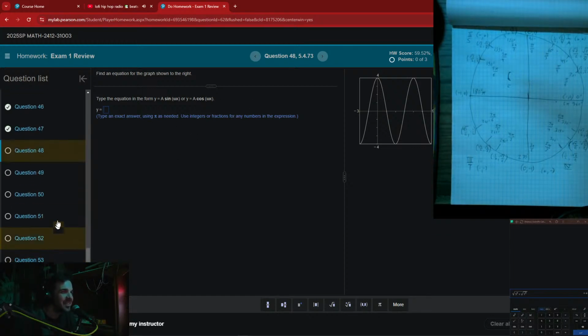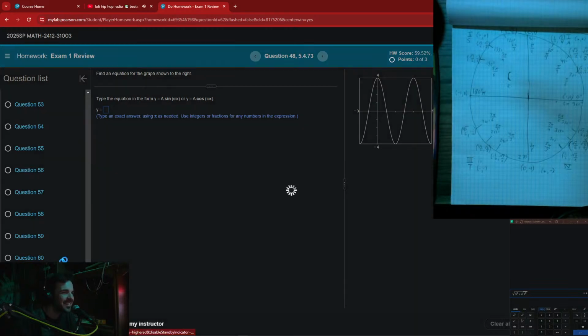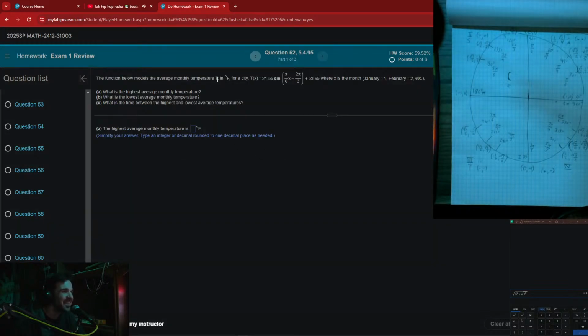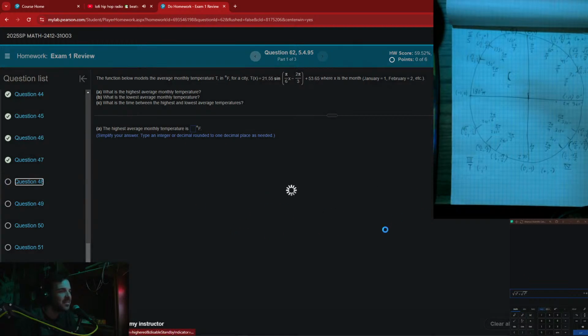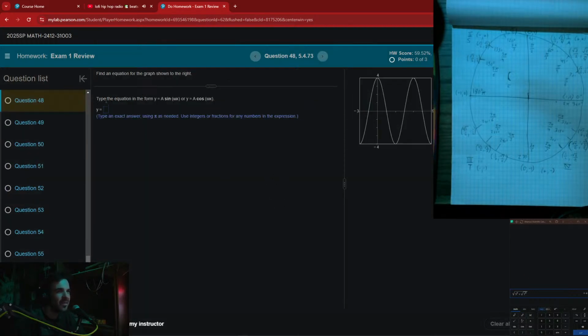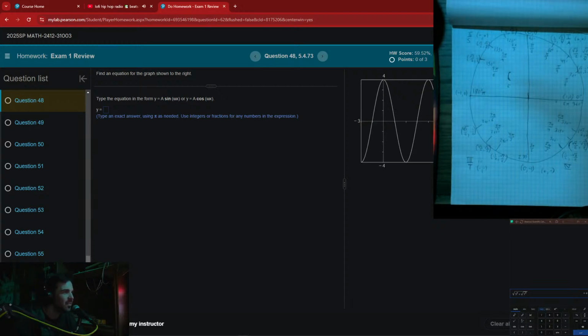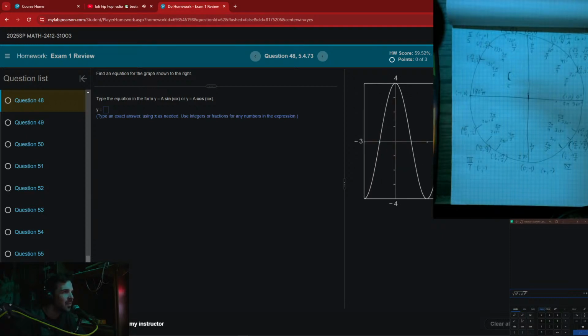I'm distracting myself because I'm scared of that last question that I looked at earlier. It's terrifying. Look at all that. I can't. I'm not ready. But it's inevitable. Type the equation in form. Find an equation for the graph shown to the right. Well, if we look at this graph, what do we got? The amplitude is 4. Right off the bat. You can see that.